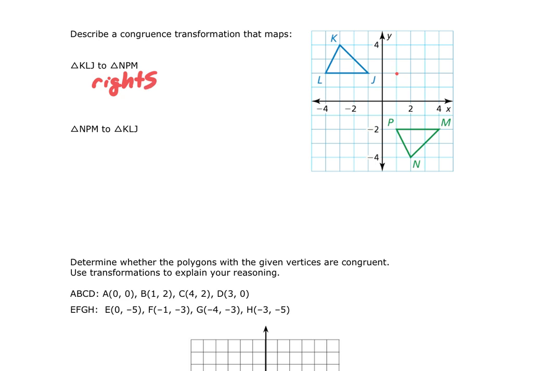But if I do that, I gotta do all of them. So J, I'm gonna move it 1, 2, 3, 4, 5. And then K is 1, 2, 3, 4, 5.